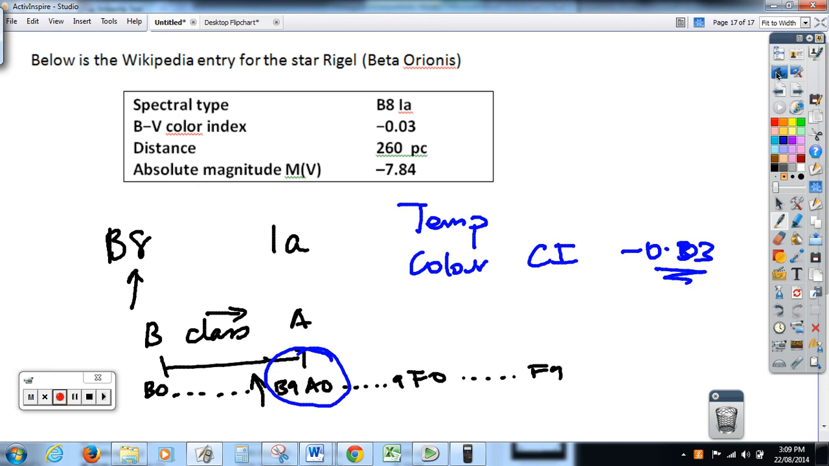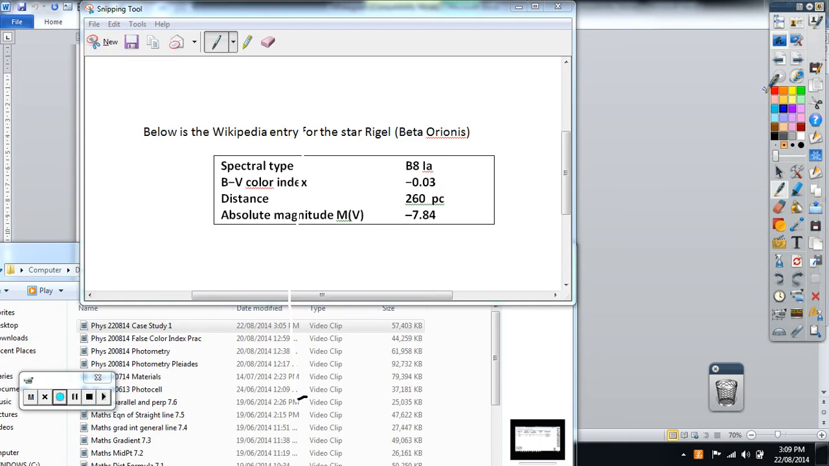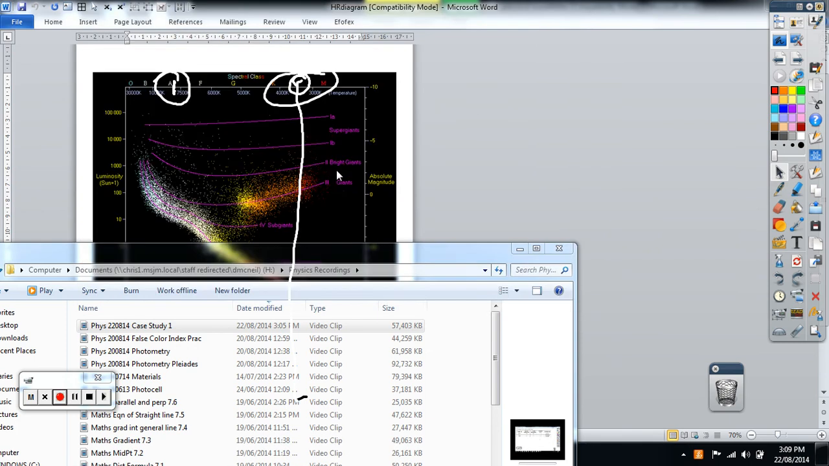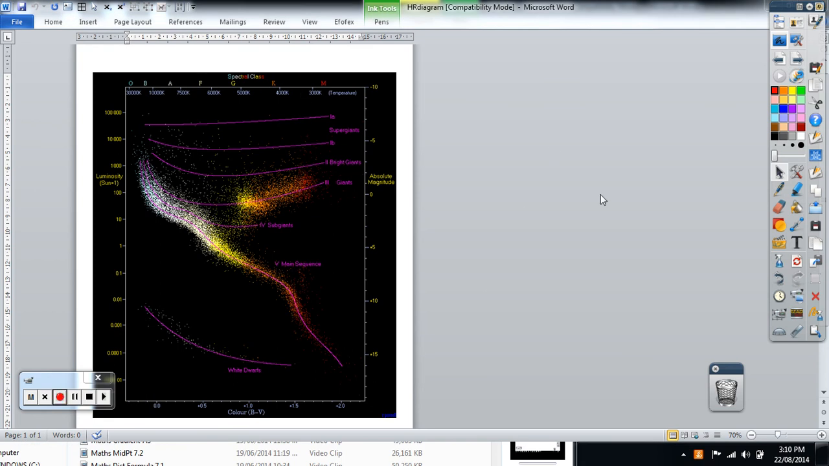So let's have a quick determination of the temperature. To do that we need a colour index or a spectral class table. Here is a Hertzsprung-Russell diagram, and we are given that it's a B8 star. So we know the B stars are around about 10,000 Kelvin. We're not being very accurate here, but out of memory, it's about 10,000. But if we do it with a colour index, it'd be much more accurate. So we know it's a B8, it's about 10,000, and there is the colour index.